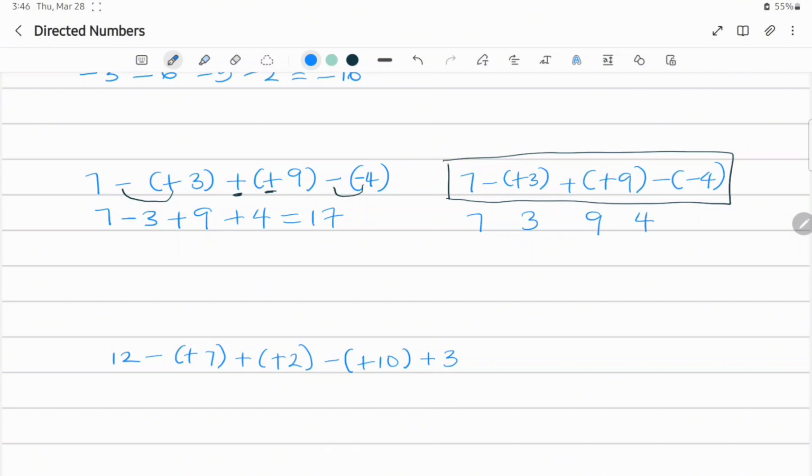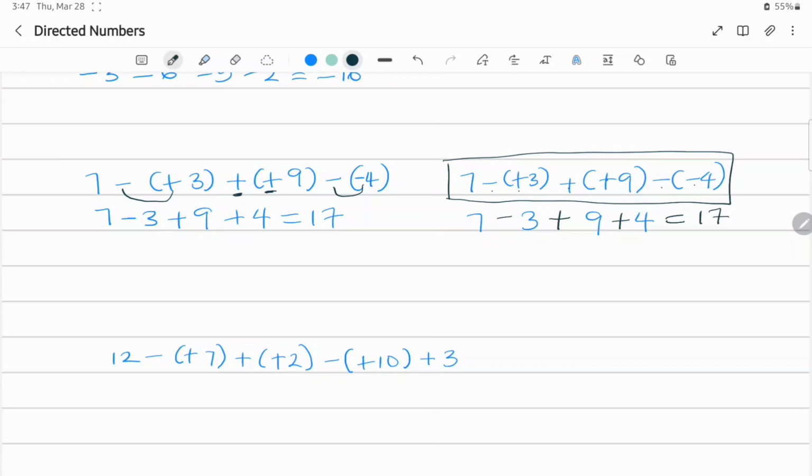Now let's insert the correct signs. Now, a negative and a positive, opposite signs. I know that opposite signs give a negative outcome. A positive and a positive, equal signs, give a positive outcome. And for the last one, a negative and a negative, which is equal signs, will give me a positive outcome. So the answer is still going to be 17.